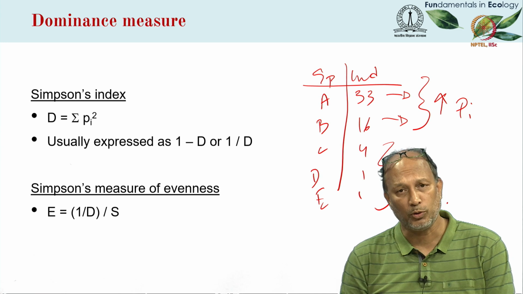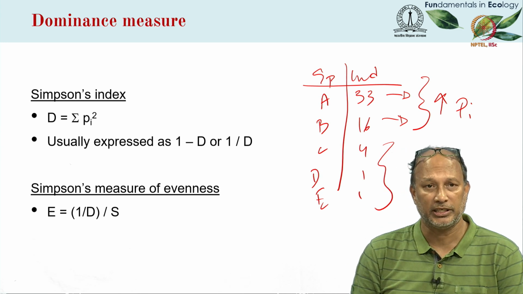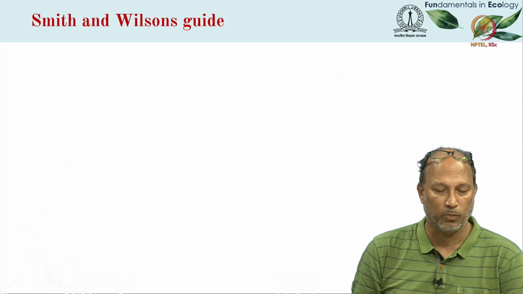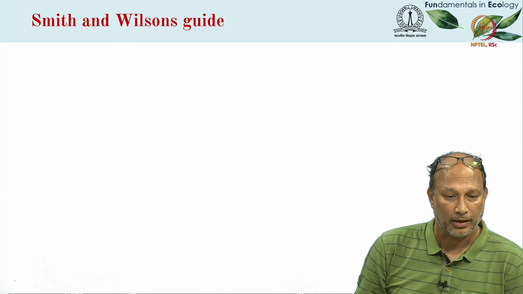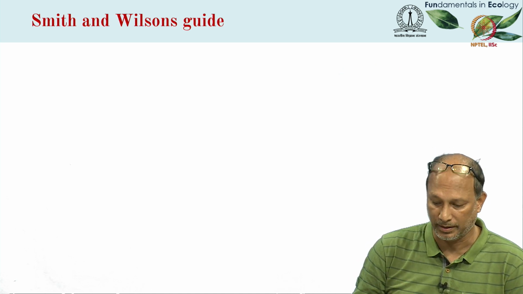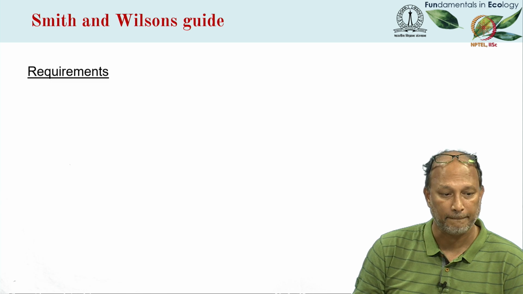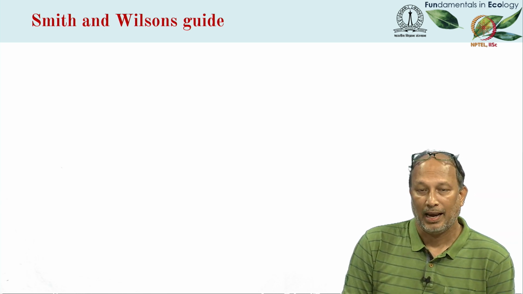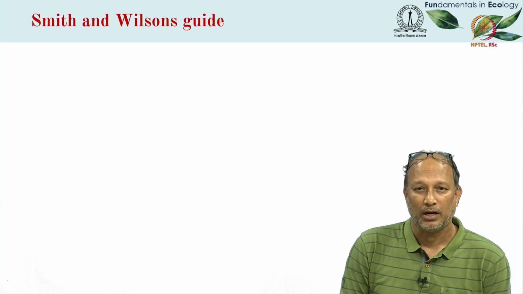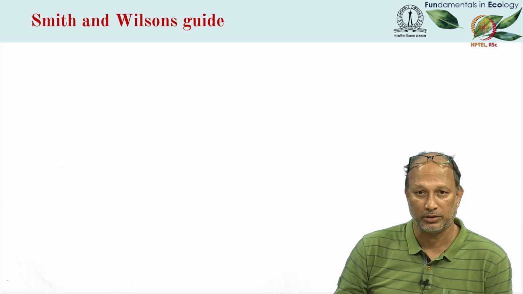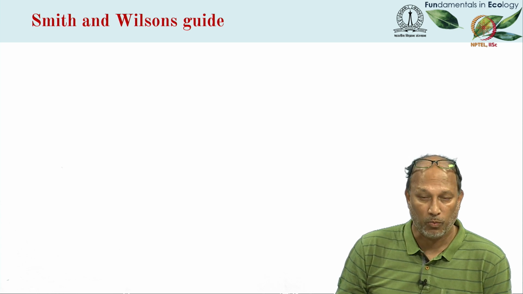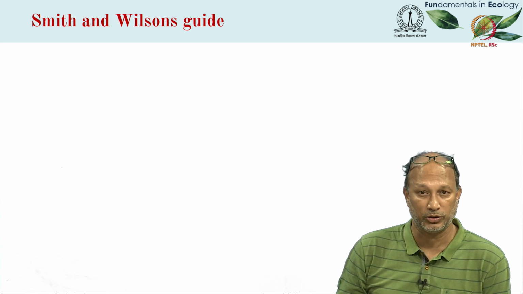So these are the two most common indices of diversity that are used. There are others as well, but we won't spend too much time going into that. These are available in any textbook on diversity. So those are the common measures of diversity, and though others have been used, we're not going to go into those today. However, it is useful to think about what these measures of diversity should accomplish, and Smith and Wilson provide a guide to this.